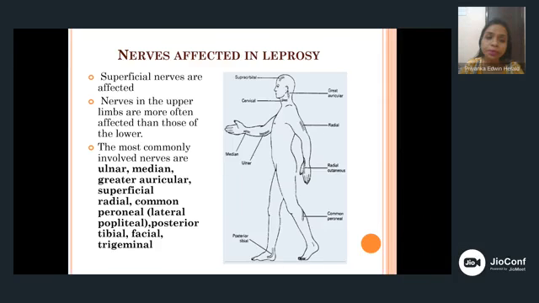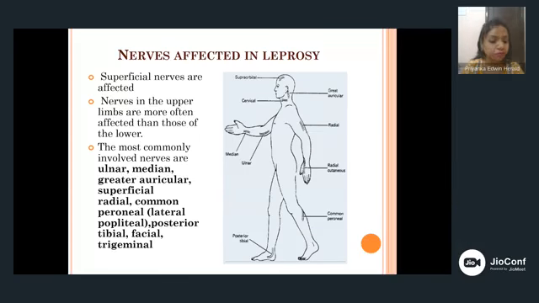Nerves in the upper limbs are more often affected than in the lower limb. And these are the main nerves you can see in the figure itself. These are the main nerves which are affected in leprosy patients. First is the ulnar nerve, median nerve, great auricular. The great auricular is just behind the ear, it comes down at the neck.